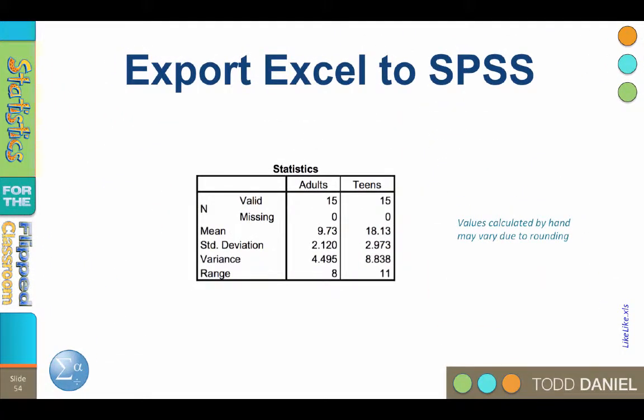Here in the output, we can see that the teens used the word like approximately twice as often as the adults did, but that their standard deviations were similar, 2.1 versus 2.97. Use your calculator to compute the square root of the variance numbers to make sure that they match the standard deviation values. Check these values against what you calculated in Excel and make sure they match. Also remember that values calculated by hand may vary due to rounding. If you are off by 1/100 of a point, it's probably a rounding error.